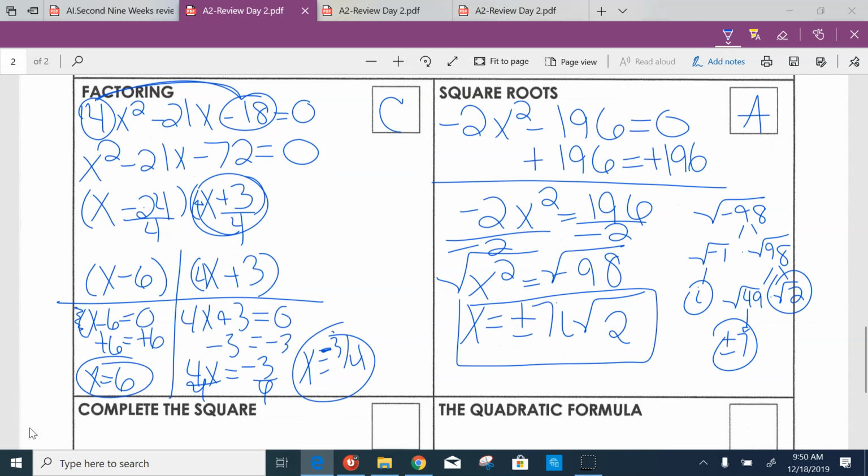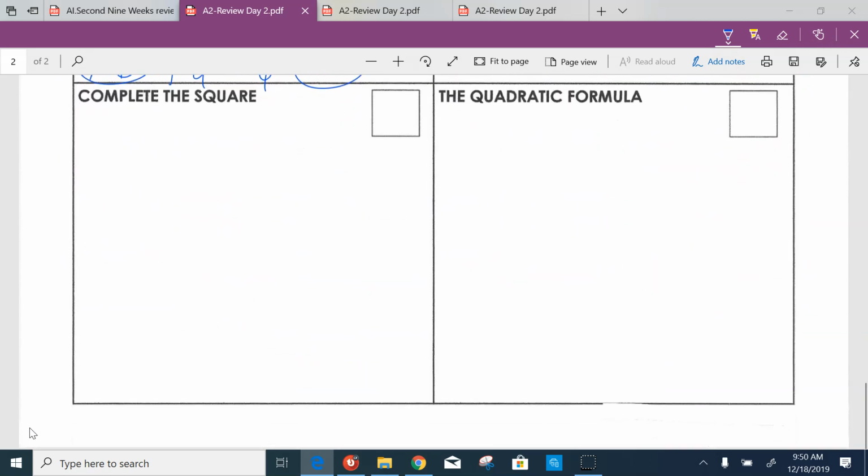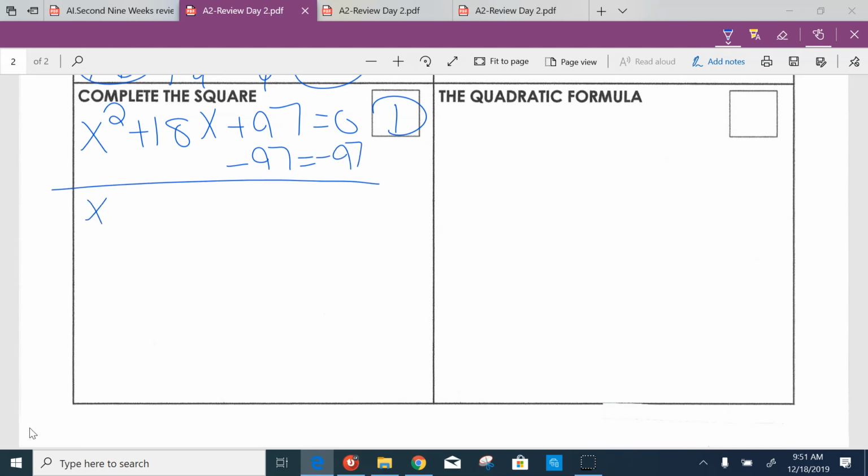Now let's go on to the bottom two. I'm left with completing the square and the quadratic formula. And I have two equations left above that I haven't used. I'll use choice D for completing the square. The equation for choice D is x squared plus 18x plus 97 equals 0. The first thing I'm going to do is move the 97 to the other side of the equal sign to get the x's by themselves. So then I get x squared plus 18x equals negative 97.